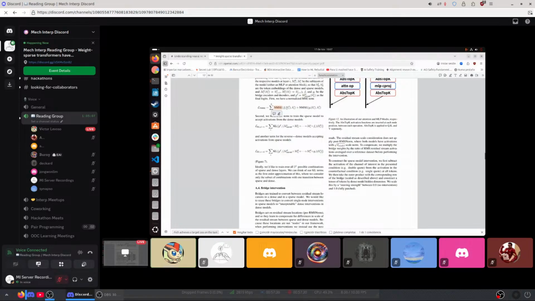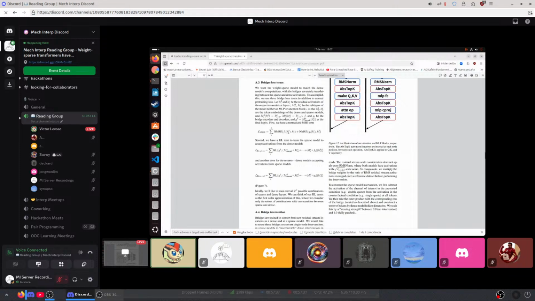Normalized mean square error. Wait, so is this of the H1? This is the residual activations of the models of the dense and the sparse. What's this function? Bridge encoders. Okay, so if I am reading this correctly, isn't this just they are adding the error of the bridge to the loss? So they're trying to minimize the error of the bridge.